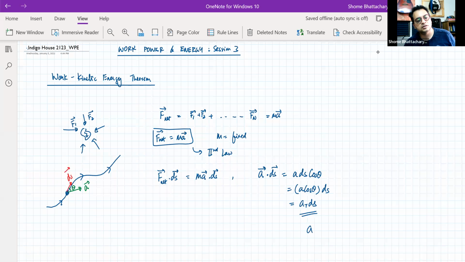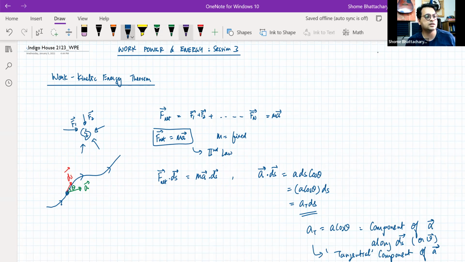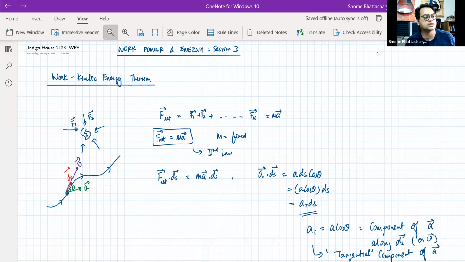So here a_t is a cos theta. It is the component of the instantaneous acceleration vector along the displacement vector ds. So it is what we call the tangential component of the acceleration. Okay. So ds has the same direction as v. So whatever is the instantaneous velocity of the body or the particle at that instant, that will be along this. So a dot ds is the same thing as the tangential component of acceleration into ds.